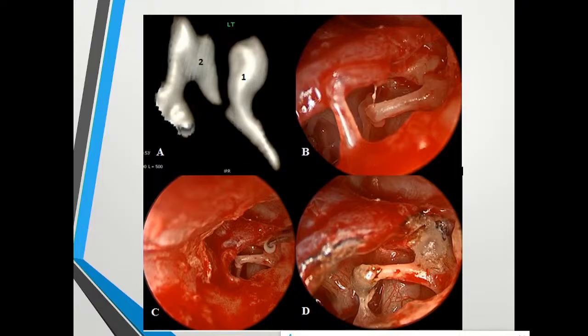The third one, we can see in the 3D images that the malleus and the incus are subluxated. This space means subluxation, and also there is no connection with the head of the stapes, and this is what we find inside the middle ear. The incus is dislocated from the malleus and also from the head of the stapes. Simply, we repositioned it into its position and then fixed the two joints with bone cement.